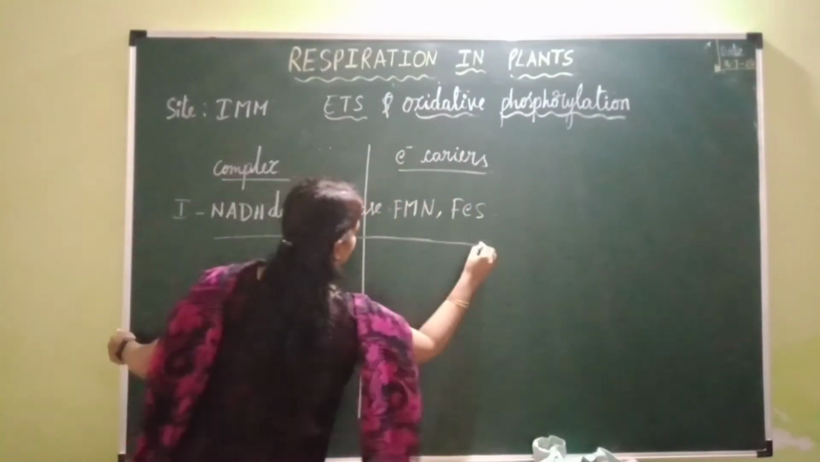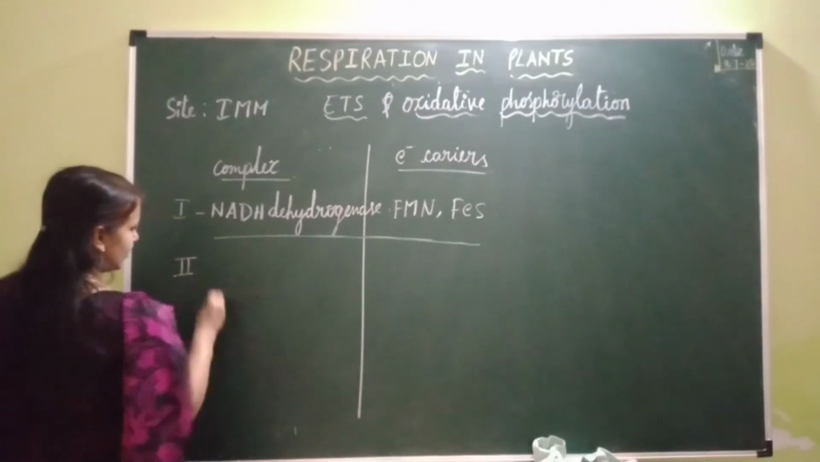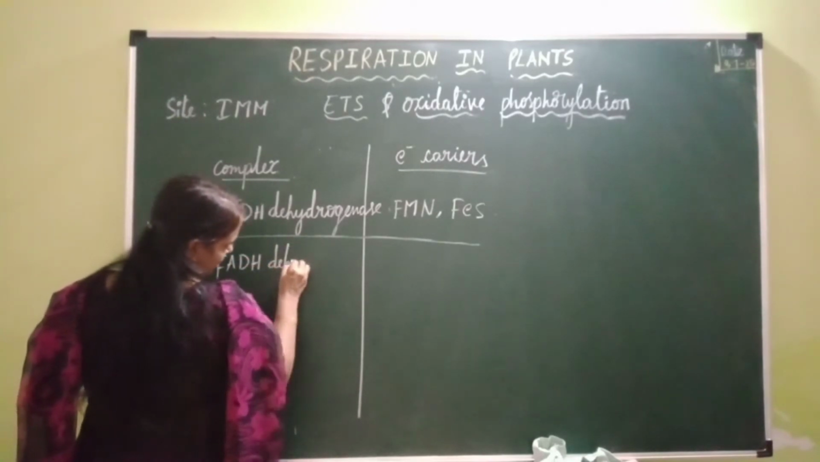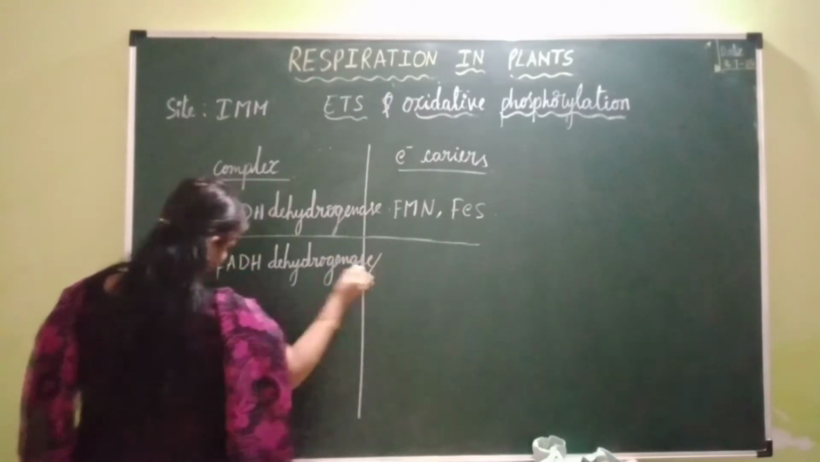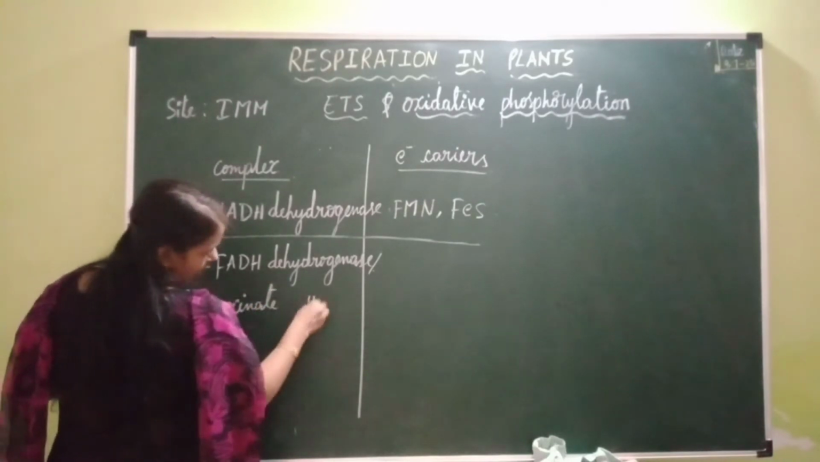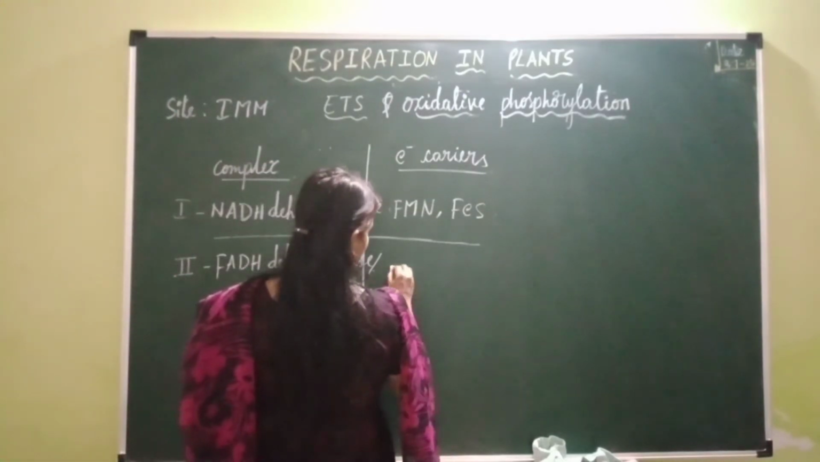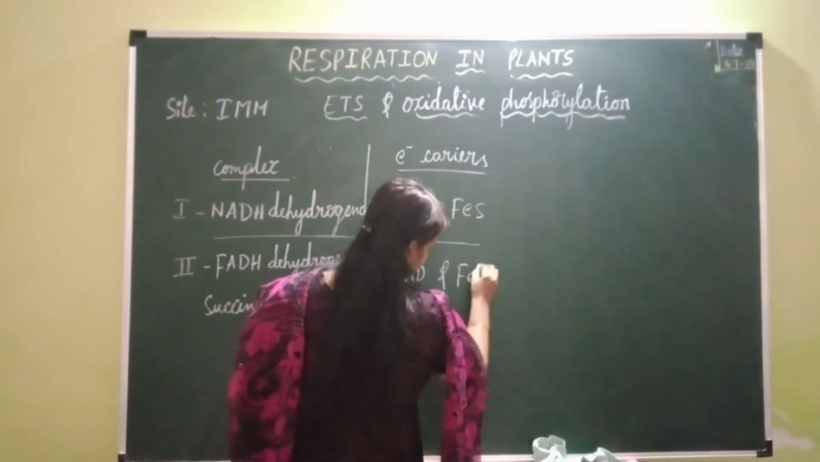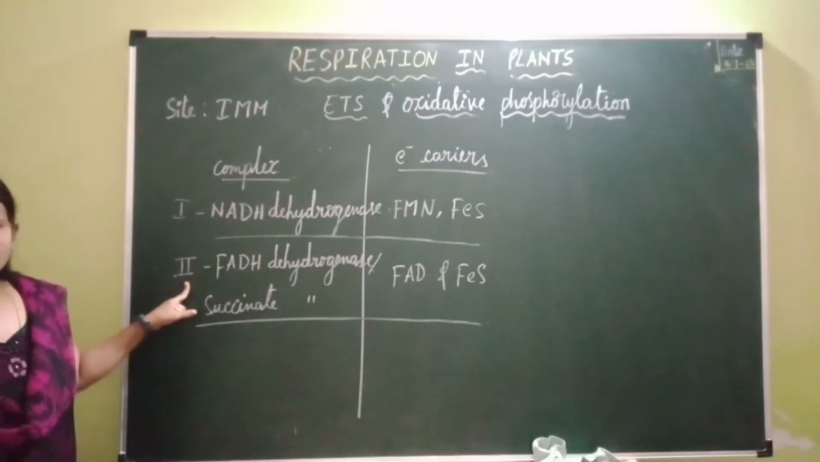Next, the second complex. The second complex is FADH dehydrogenase, or succinate dehydrogenase. This complex is involved in the oxidation of FADH2, and the electron carriers present in this complex are FAD and FeS. These are the electron carriers present in this second complex.